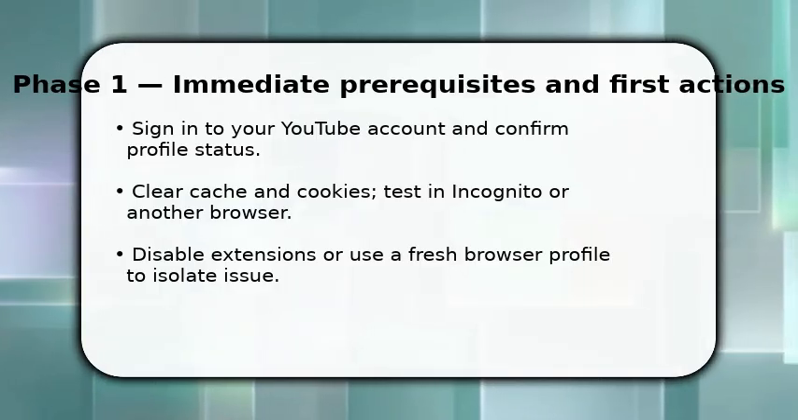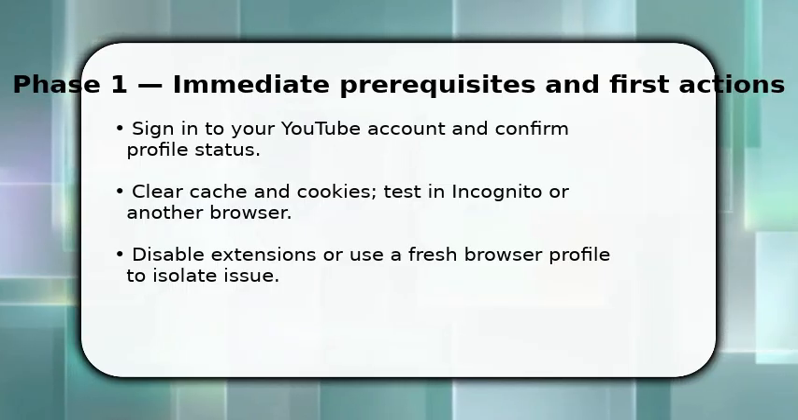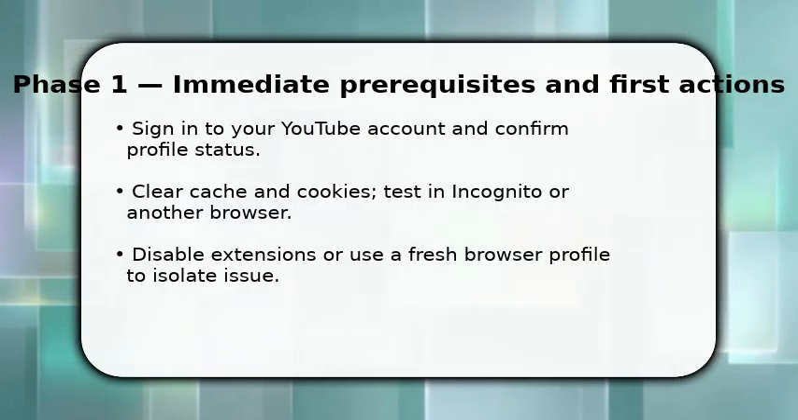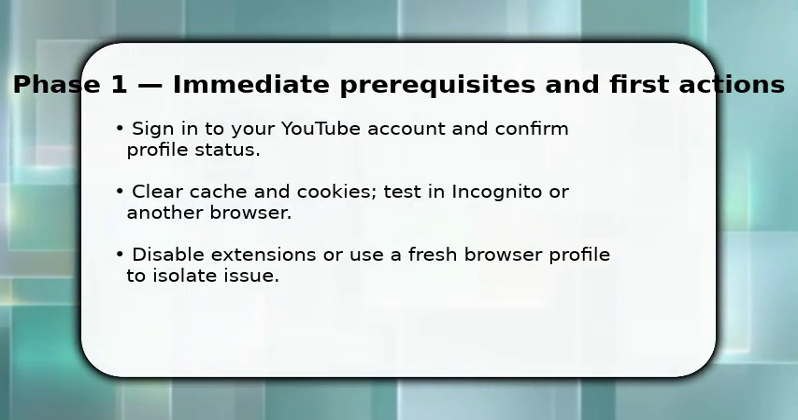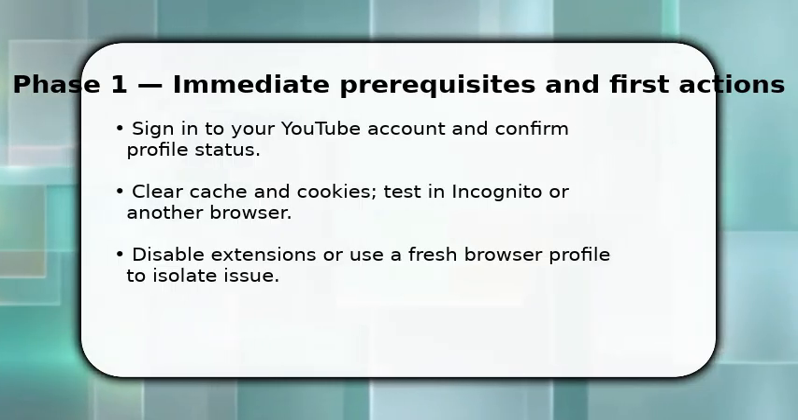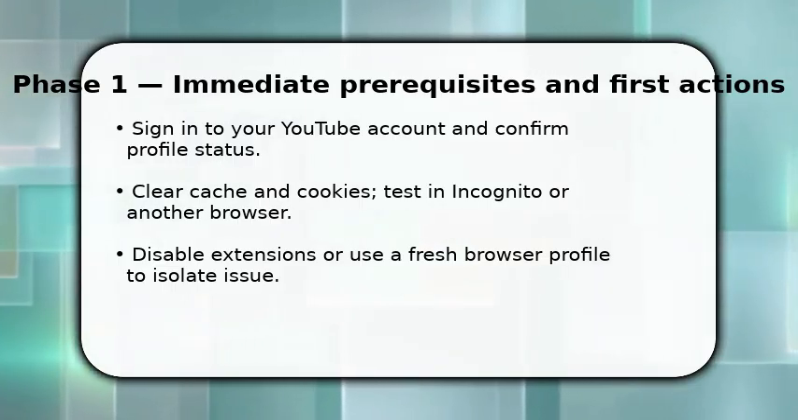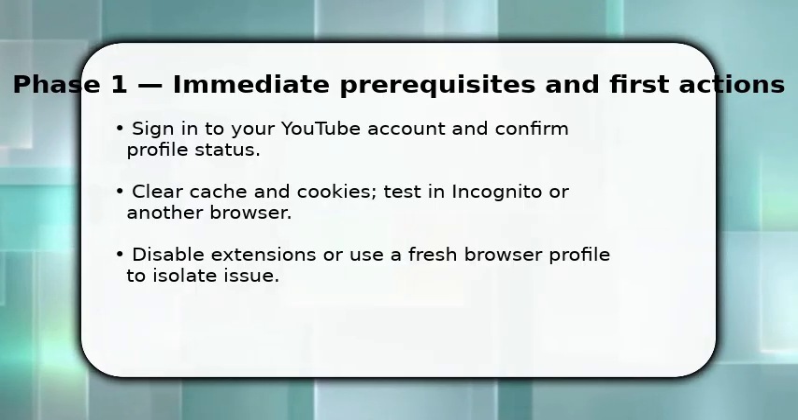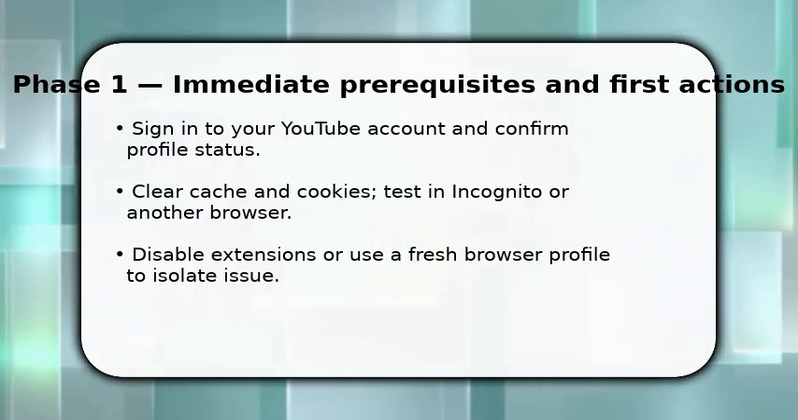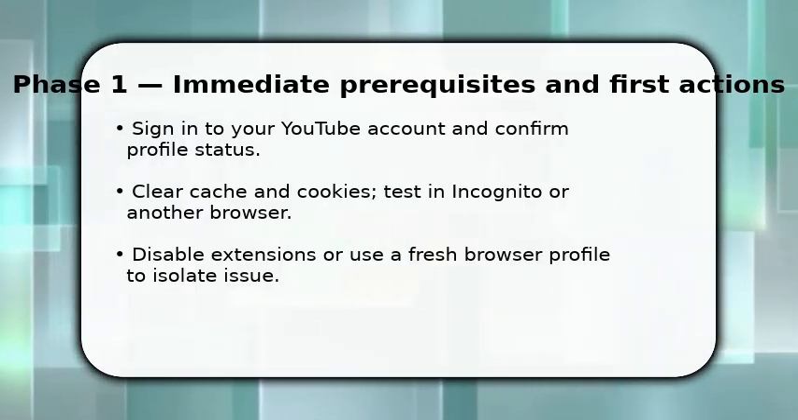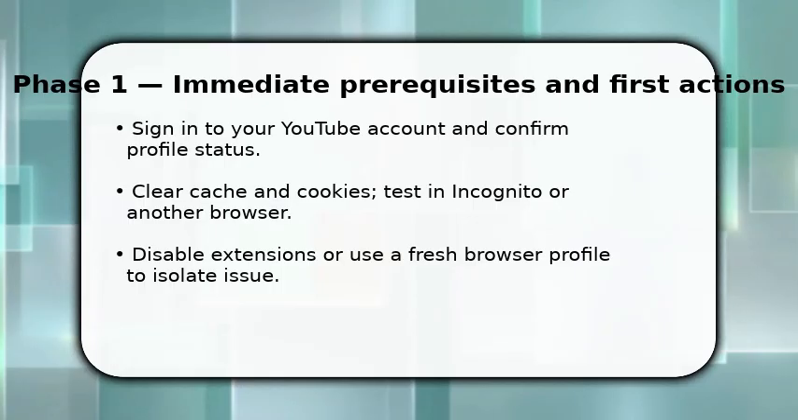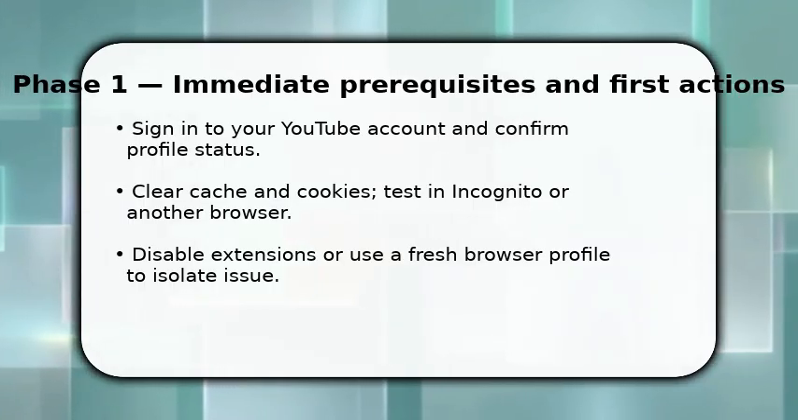You start by verifying simple but crucial items. Sign into YouTube and confirm you're on the right channel. Then clear the browser cache and cookies so stale files aren't causing layout errors. Once done, open an incognito window or a different browser to see if the navigation bar returns. This separates account issues from local problems.